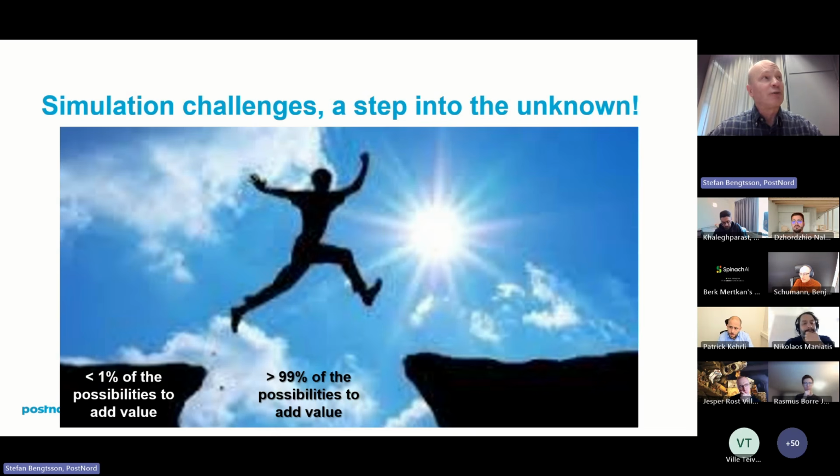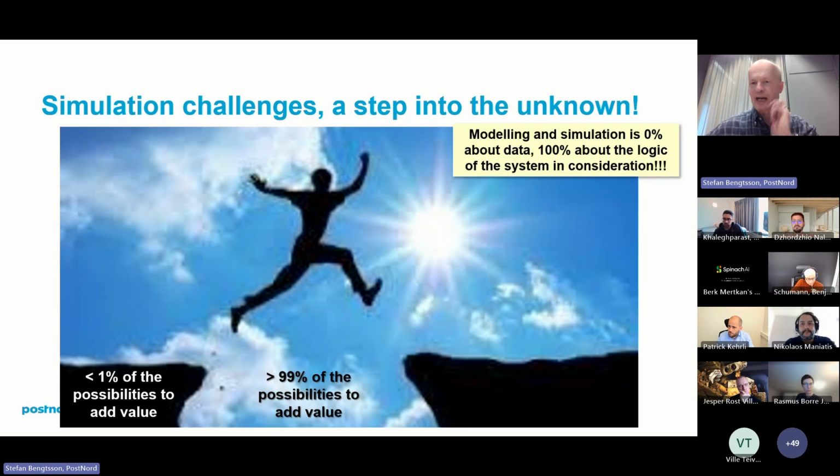So that means if you limit yourself to only consider issues where you in a clear way have data, where you in a clear way can verify and validate, you are missing out on more than 99% of the opportunities to help out with this type of competence. So that's the mindset I will keep on sharing when I continue this presentation.